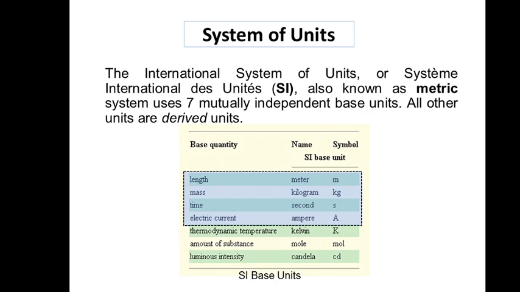Next, the system of units. We have many units that we use in electrical engineering, but basically there are 7 base units. If you know these 7 units, all remaining units are derived from them. Those are the base units of international standards. The international system of units, also known as the metric system, uses 7 mutually independent base units.